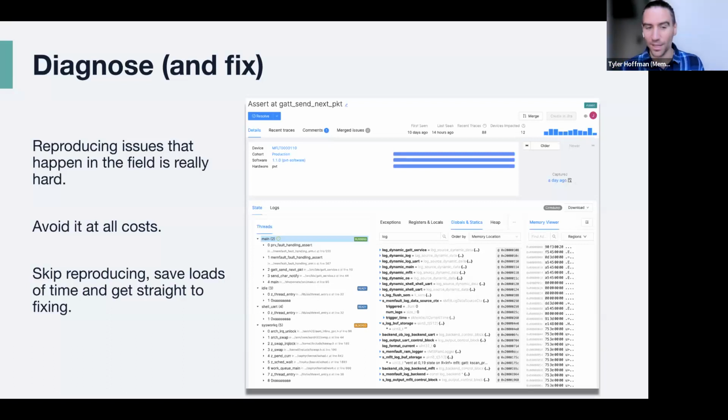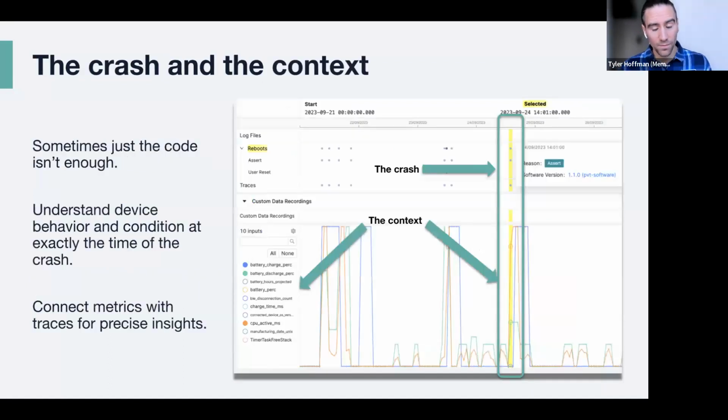Dave, I'll steal your words, flying blind. If you don't have the ability to view a lot of this information from a core dump, it feels like flying blind. And so saving time, saving your precious resources, whether that is the engineering team or you yourself as an engineer, your sanity, trying to reproduce a bug, there's a lot of ways to save time. And it's not just the crash itself that is important.